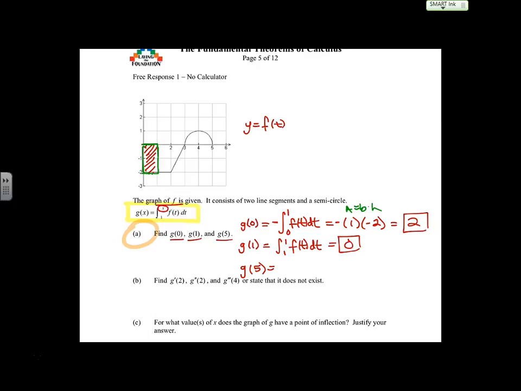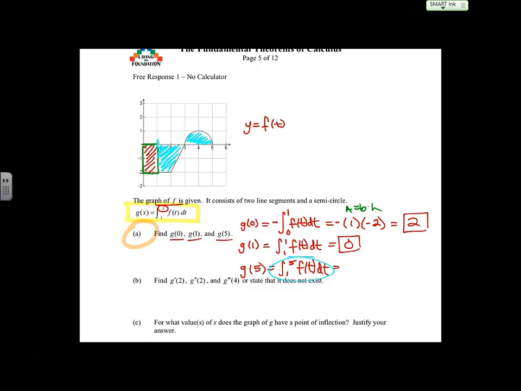Otherwise, you're focused. Then from 1 to 5 of f of t dt. What area is that? I'll use a different color. This one. Start at 1. Where's 1? Here. I need this area, right?